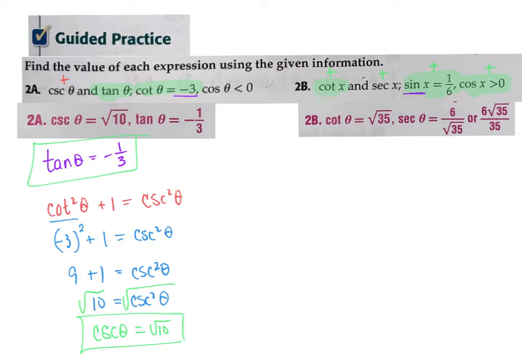So if I reciprocate my sine, I get my cosecant. So the cosecant of x should be 6. And that will help me find my cotangent. I'm going to use actually the same identity. Cotangent squared of x plus 1 should equal my cosecant squared of x. All right? And so I'm going to fill in what I know. I know my cosecant, which is 6.